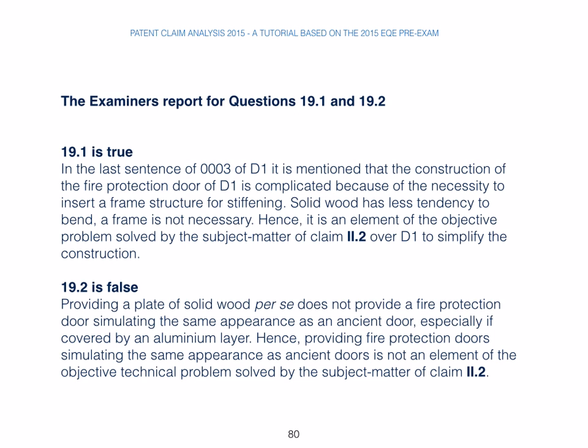19.1. True. In the last sentence of paragraph 3 of D1, it is mentioned that the construction of the fire protection door of D1 is complicated because of the necessity to insert a frame structure for stiffening. Solid wood has less tendency to bend. A frame is not necessary. Hence, it is an element of the objective problem solved by the subject matter of claim 2.2 over D1 to simplify the construction.